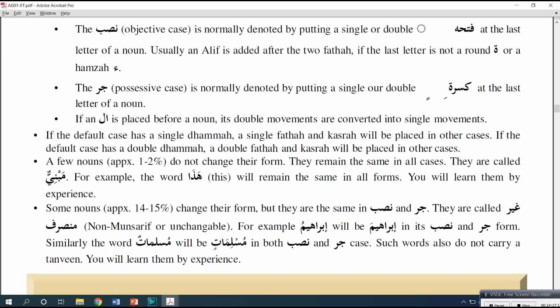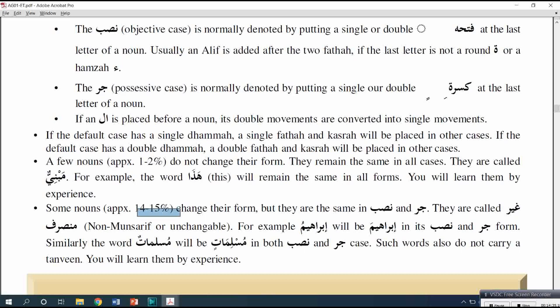Some nouns, around 14-15%, change their form, but they are the same as nasb or jar. They are called ghaira munsarif.